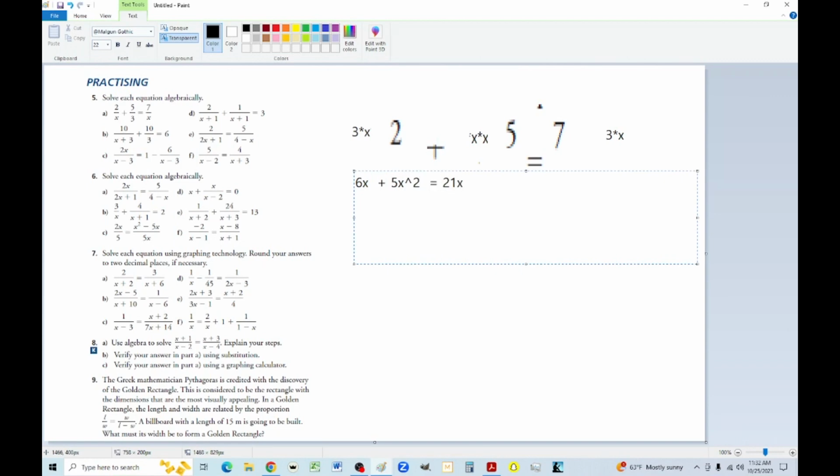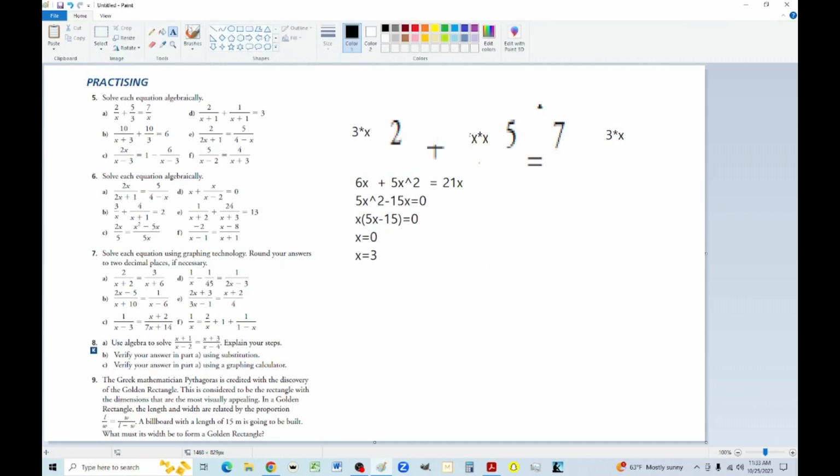When I take that 21x and bring it to the other side, I get 5x squared minus 15x is equal to 0. When I take an x out of that, I get x times 5x minus 15 is equal to 0, which means x is equal to 0, or 5x minus 15 is equal to 0. Add 15 to both sides. Divide both sides by 5. x is equal to 3. So there are the 2 possible solutions.